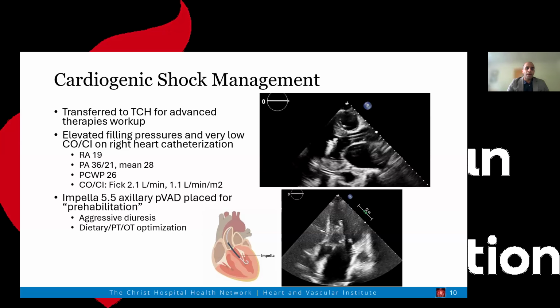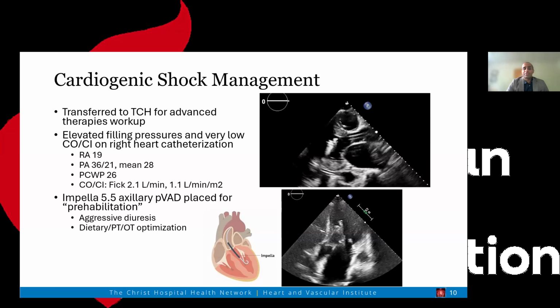So at this point, an Impella, which is basically a percutaneous device that flows blood out from the left ventricle into the aorta, basically acts as a pump for the heart when the heart can't pump itself, was placed through her axillary artery in her shoulder area. And that device ended up pumping blood since the patient's heart could not.